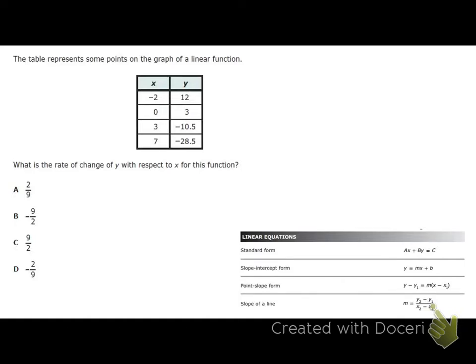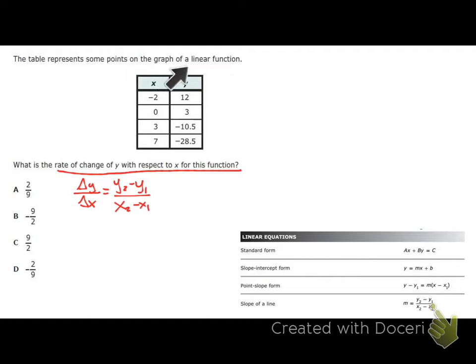The table represents some points. What is the rate of change of y with respect to x? Now, it's going to word it like this a lot. We're going to see that in the following problems. Rate of change of y with respect to x. All that means is rate of change. All that means is change of y with respect to x. In other words, y2 minus y1 over x2 minus x1. The rate of change of y with respect to x is all this is asking for.